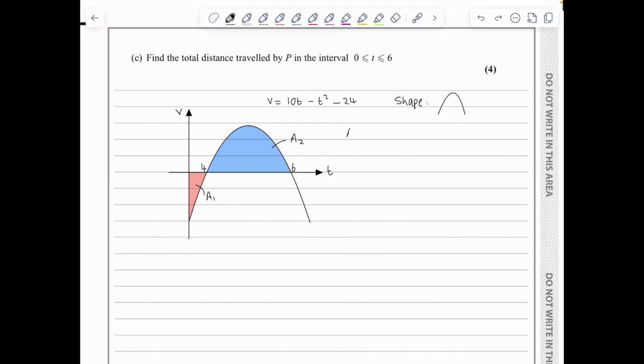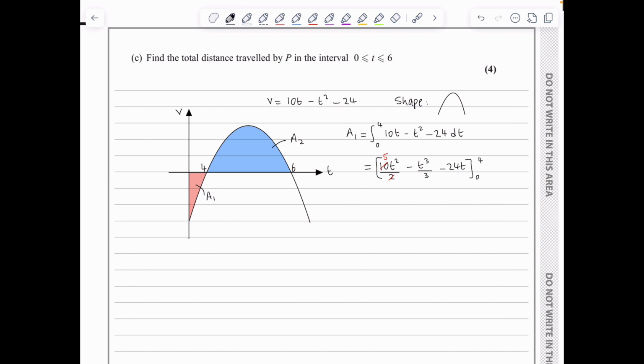So to find A1, I will be integrating from 0 up to 4, 10t minus t squared minus 24 dt. Now in integration, we increase the power by 1 and we divide by the new power. So it's 10t squared over 2 minus t cubed over 3 minus 24t, and the limits are 0 and 4. Now before substituting the limits, we can simplify the 10 with the 2, leaving me with a 5 here.